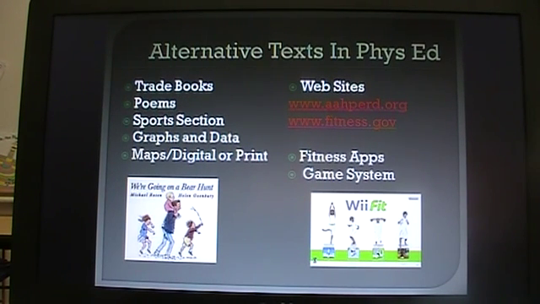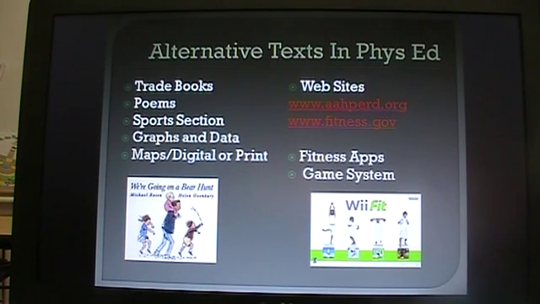Another example would be a poem titled My Snake by Prelutsky. The physical education teacher reads the poem, and as they say certain letters, like K, G, M, N, the students can work together to form these letters with their bodies. As mentioned before, older students can always read the sports sections of alternative text. So another good alternative text for them would be a magazine or a fitness magazine.